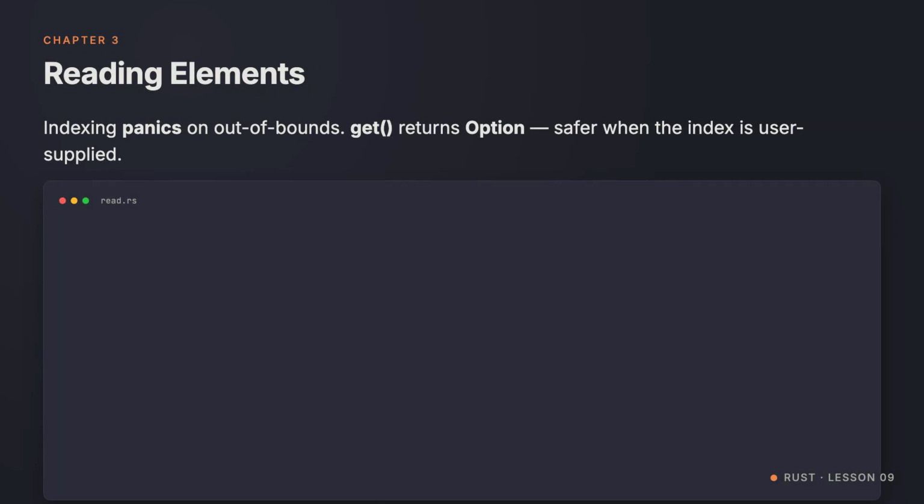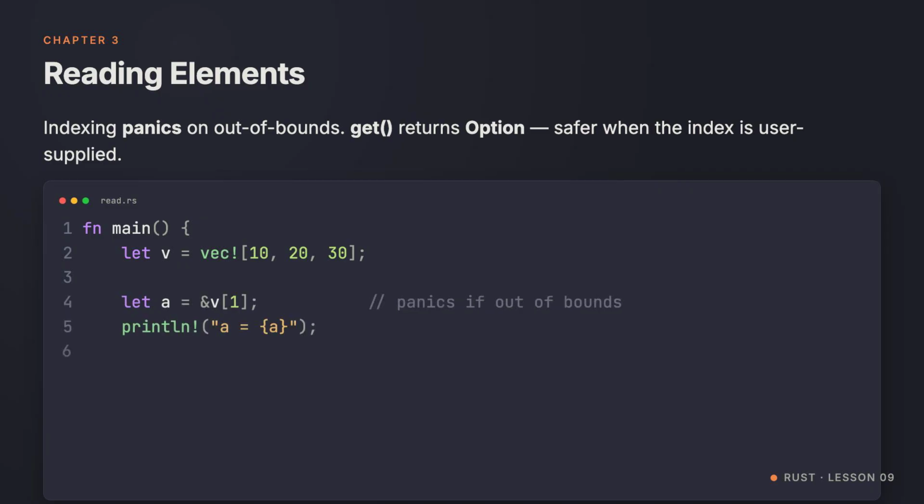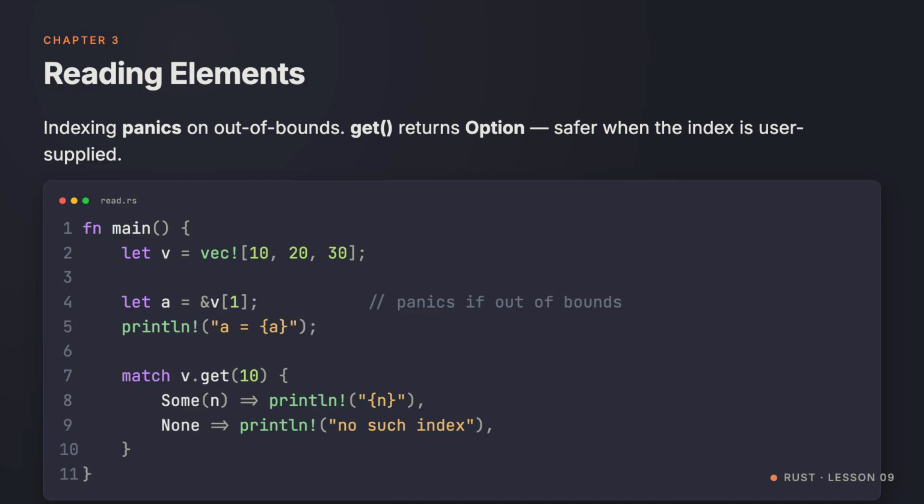To read an element from a vector, you have two options, and they trade off in an interesting way. Option 1. Use square bracket indexing, like v[i]. This gives you a reference to the value at that index. It's succinct, it's familiar from almost every other language, but it has a catch. If the index is out of bounds, your program panics. Option 2. Use the .get method, which returns an Option. If the index is valid, you get Some wrapping a reference to the value. If not, you get None. No panic. You handle the missing case as an ordinary value.